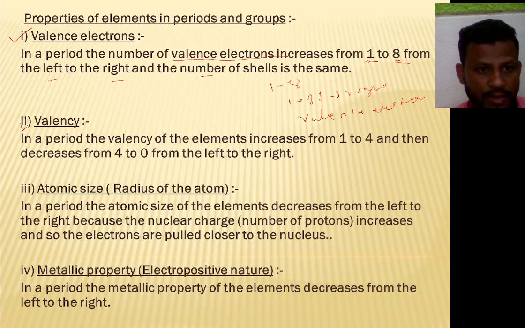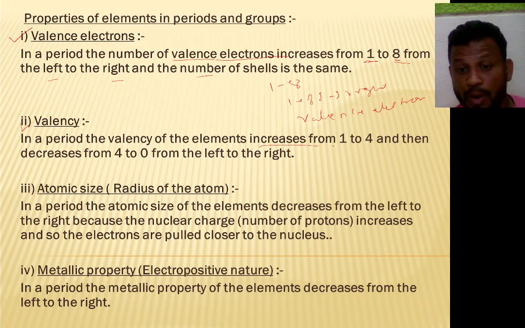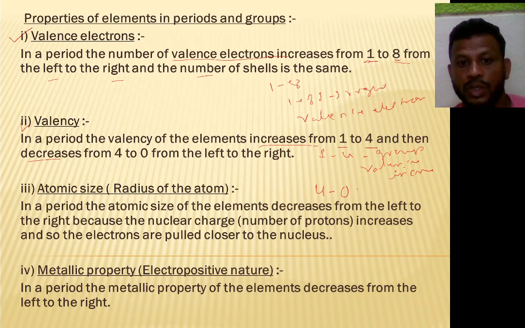Second one, valency. In a period, the valency of an element increases from 1 to 4 and then decreases. From group 1 to group 4, valency increases, and from 4 to 0, left to right, it decreases.